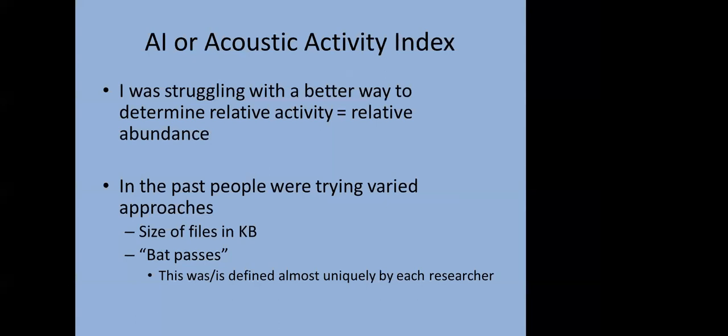Bat passes has been used a lot in the literature, but that's kind of a nebulous, squishy sort of term, and it's almost uniquely defined by each researcher for what they meant as a bat pass. You know, one bat passed by and I've got a recording, or was it one bat flying circles around the detector 15 times? So bat pass didn't mean a whole lot to me when I was trying to figure things out.